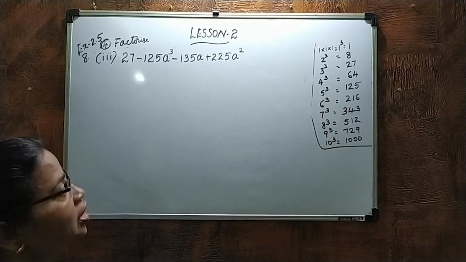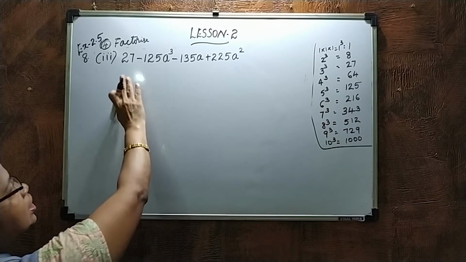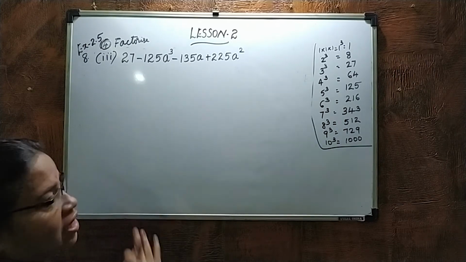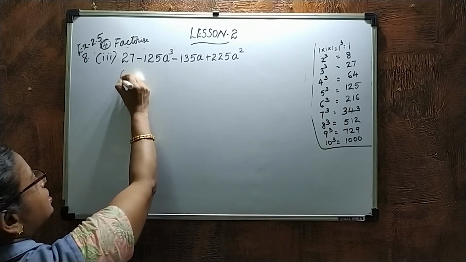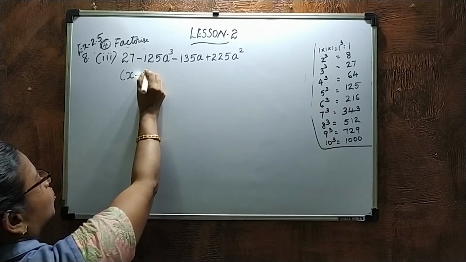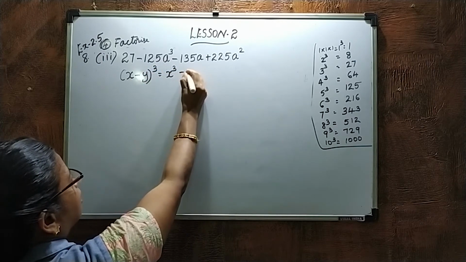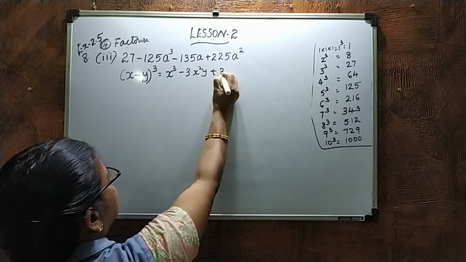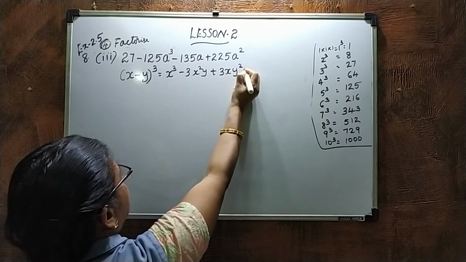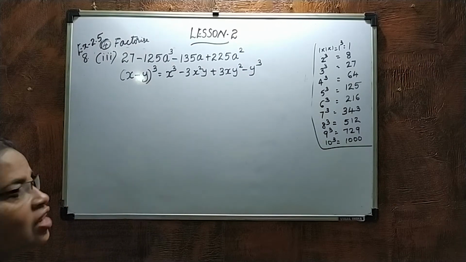Then you have to remember which identity it will be. Here there are 2 minus signs and 1 plus sign. It is x minus y the whole cube equals x cube minus 3x square y plus 3xy square minus y cube. Now find out x and y.